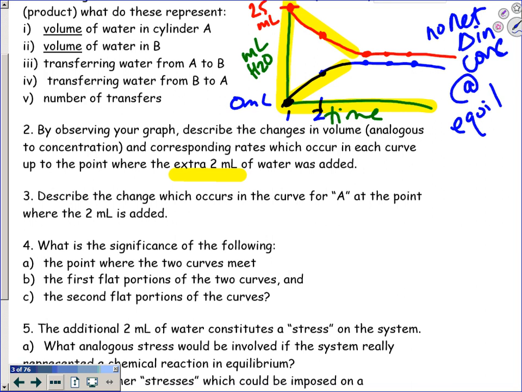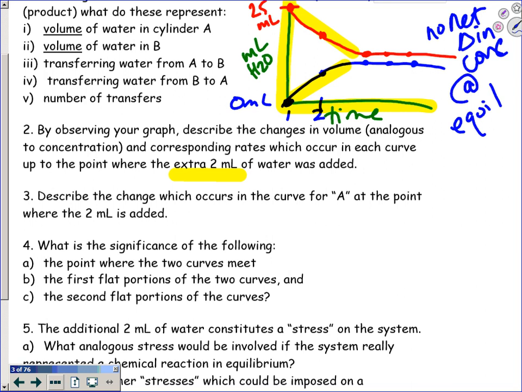So at some point in time later on, once we got to equilibrium, it said to add 2 milliliters to, I think, cylinder A. Can you look on there? What did it say? What is to A? 1 milliliter to A. Okay. So A is our red line here.